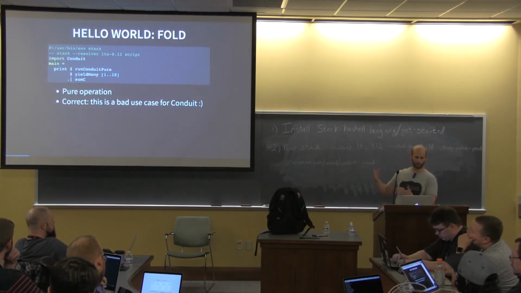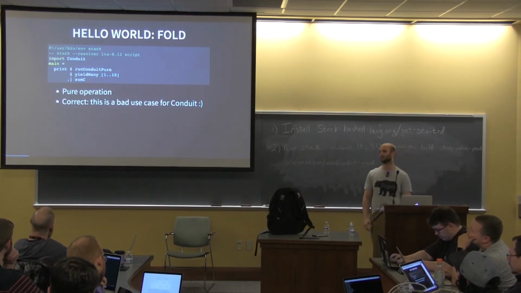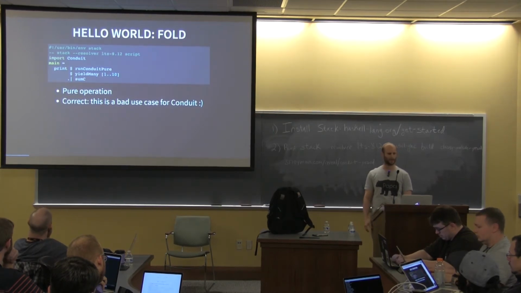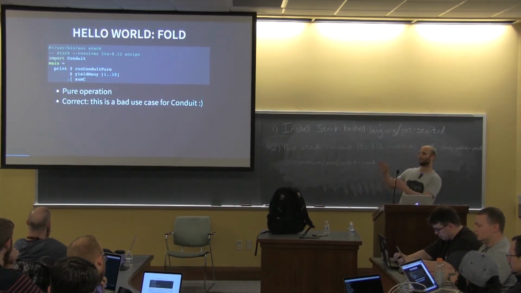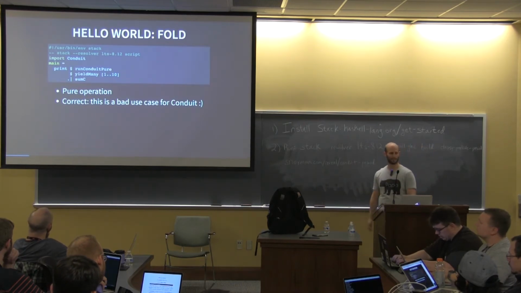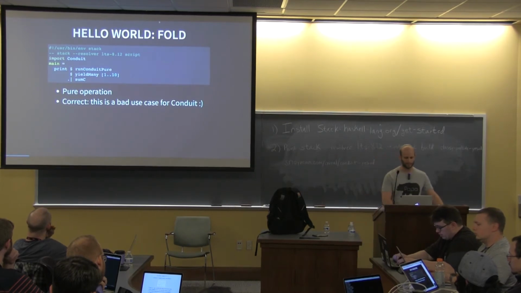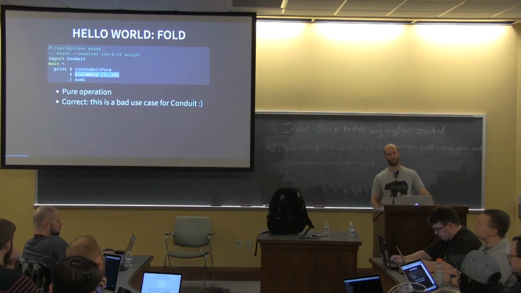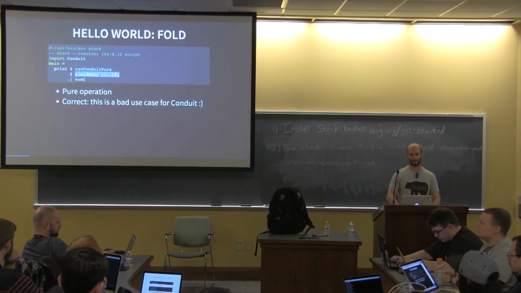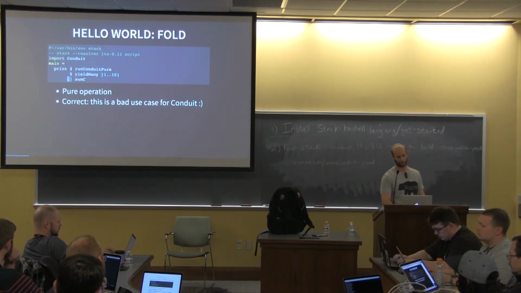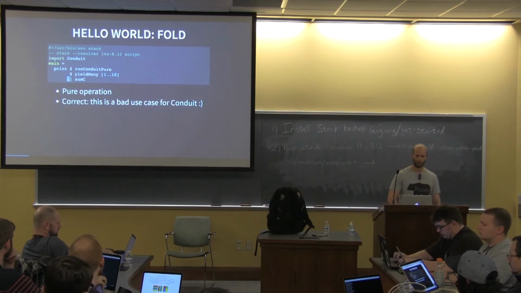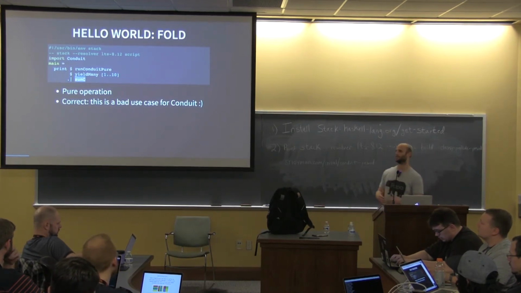This is a fold. In fact, in this case, we're just going to sum up the numbers from 1 to 10. This is a pure operation, so this obviously could have been done with a list, and it would have been fine to do it with a list, but let's get a little bit of an introduction. We have yieldMany, which is going to yield, as we'll see what that means a little bit later, the numbers from 1 to 10. And then we're going to pipe that in, we're going to fuse it, in fact, is the term, to sumC, which is exactly like the sum function, except it works on conduits.